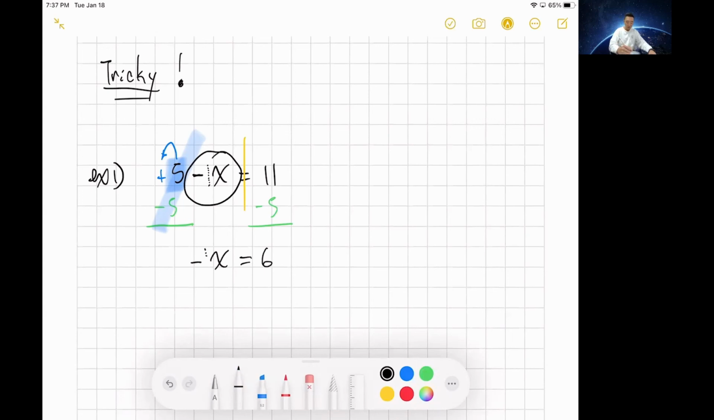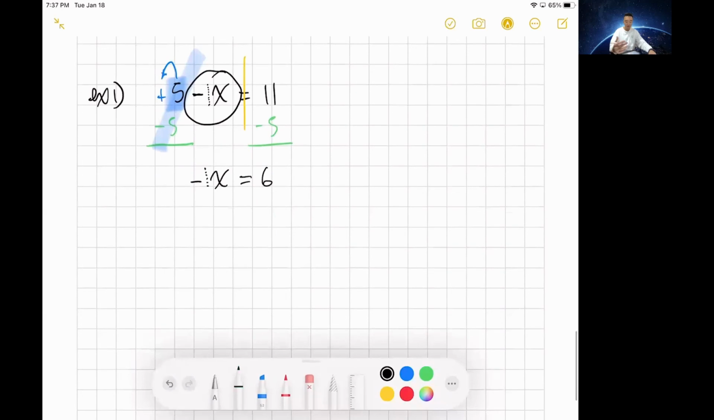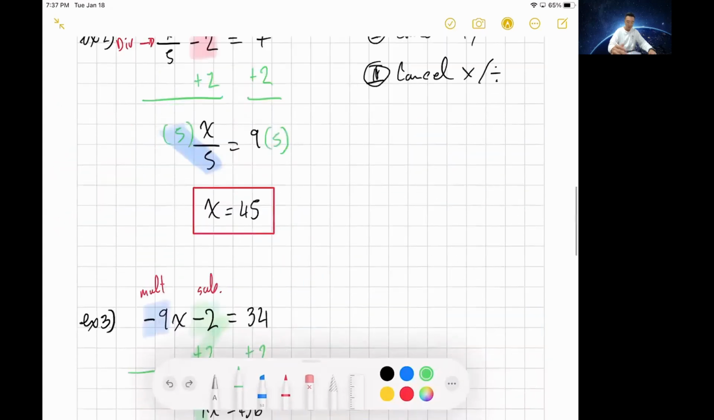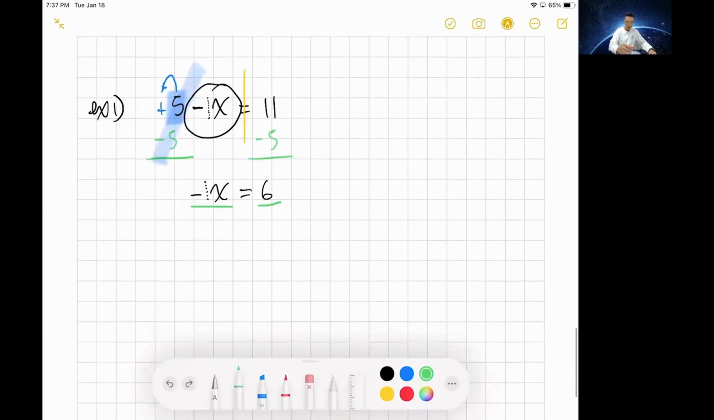So how do I get rid of this -1 in front of it? You got two options. You could multiply by -1. But in our case, what I teach my students all the time is let's not break the pattern that you've done in previous problems. If that was anything other than a 1, you would still divide by -1 here. So -1 divided by -1 gives you +1. But we just don't need it. It's going to be x equals -6.